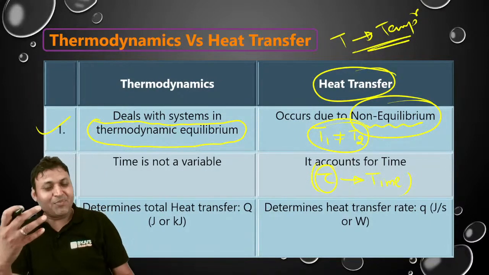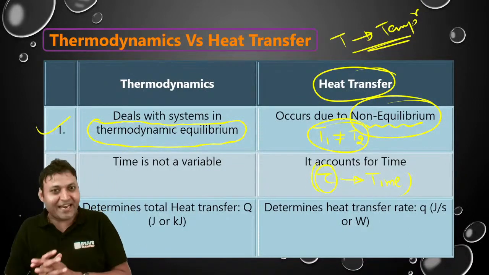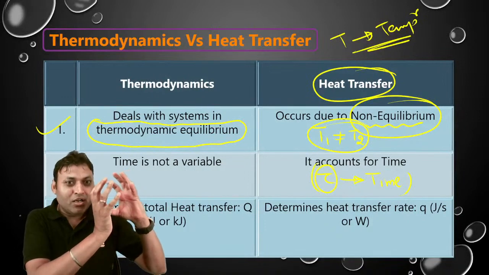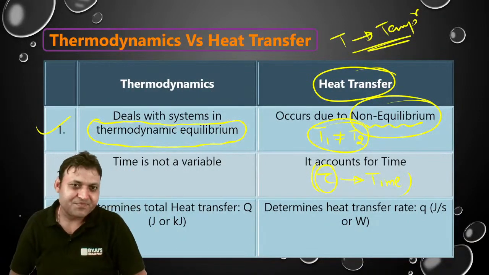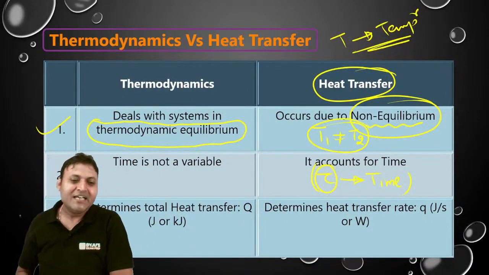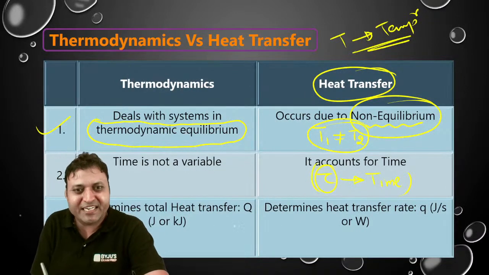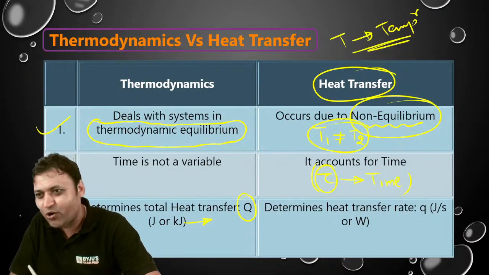Thermodynamics always gives us the understanding of the total amount of energy transfer when a system moves from one equilibrium state to another equilibrium state. When the system goes from one equilibrium state to another, how much energy transfer is taking place? The total amount of energy transfer is denoted by capital Q, which has the unit joule or kilojoule.